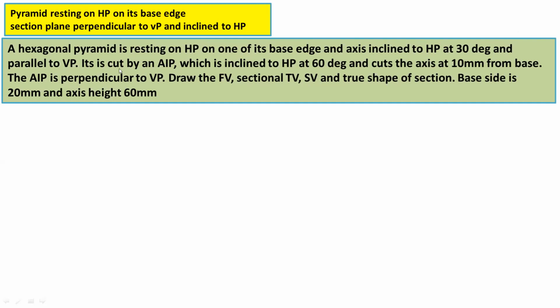So that pyramid is cut by an auxiliary inclined plane, which is inclined to HP at 60 degrees, and that plane cuts the axis at 10 mm from the base. So this is the intersection point of that section plane with the axis of that pyramid. The auxiliary inclined plane is perpendicular to VP. Draw the front view, sectional top view, then sectional side view, and true shape of the section. The base side is 20 mm for the pyramid and axis height is 60 mm.